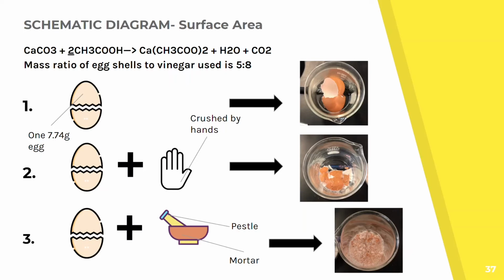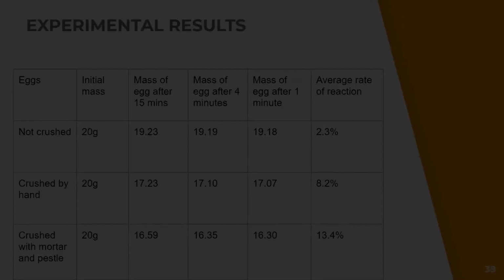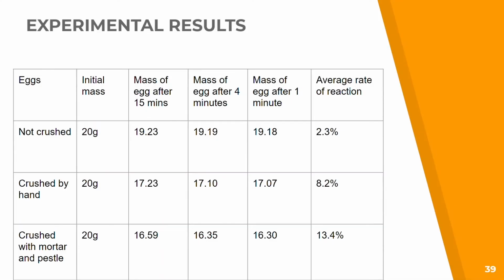Then place 12.3 grams of vinegar into each setup and record the mass after 15 minutes, 4 minutes, and 1 minute. After getting all the results, find the average rate of reaction by adding up the decrease in mass over time and dividing by 3 for all of the setups. The result that we got from the egg is that the egg which is not crushed has a 2.3% rate of reaction. The egg that is crushed by hand has an 8.2% rate of reaction, and the egg that is crushed by a mortar and pestle has 13.4%.